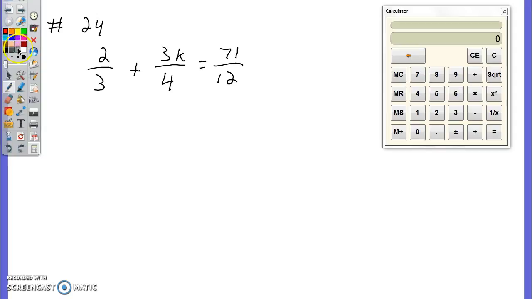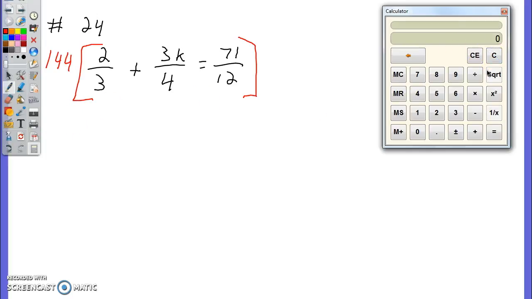I'm going to take 3 times 4 times 12, and again, we're using our calculator, so we can use a little bit bigger numbers and be okay with it. So 3 times 4 times 12 gives me 144. So I'm going to multiply all three of these terms by 144. What that's going to do is clear the fraction. It's going to give me whole numbers.